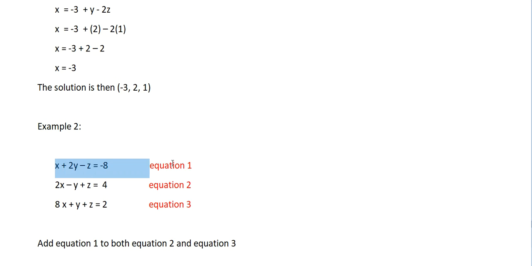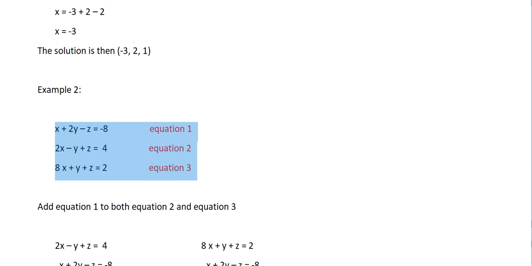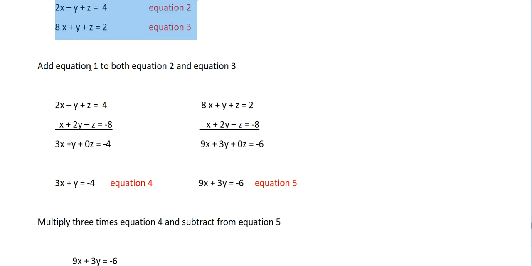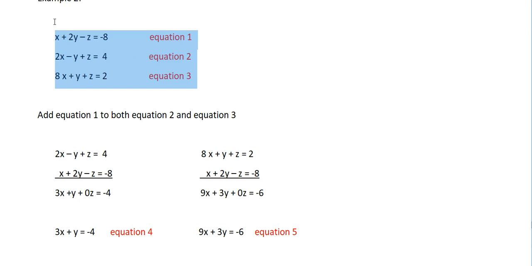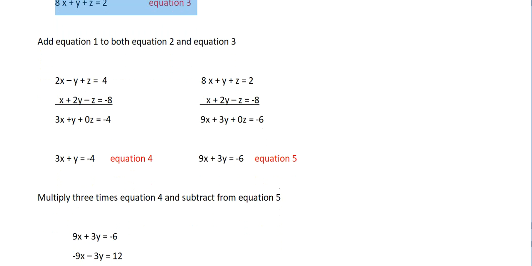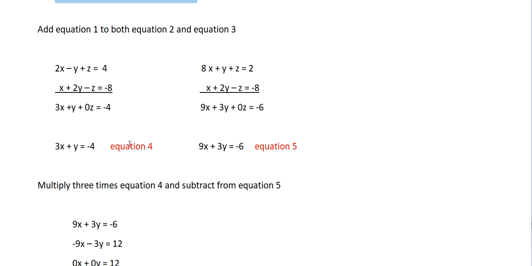Here's our system of equations. We have 3 equations and 3 unknowns, so there's the potential to be able to solve that. We're going to add equation 1 into both equations 2 and 3. If you take a look here, we're going to be using that minus z. We're going to eliminate z first. So if I add this one and this one, z goes away. So let's do that. So equations 4 and 5: 3x plus y equals minus 4, and 9x plus 3y equals minus 6.